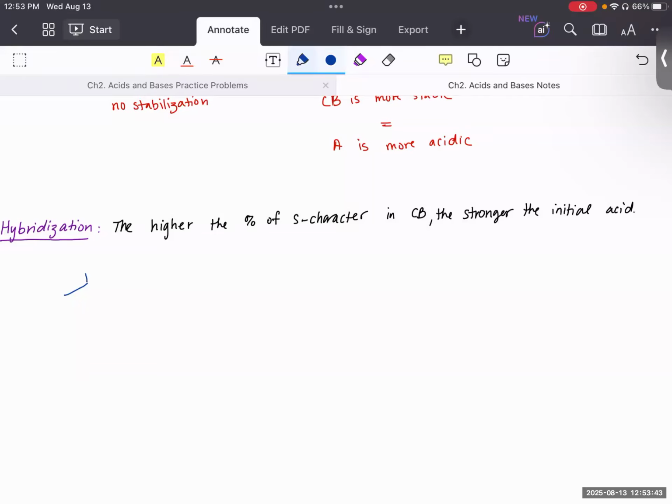So let's draw out these examples here. So let's say we have an alkane and we compare it with an alkene. And then we can do a triple bond here at the end too. And so here, the ones with more S character would be stronger.